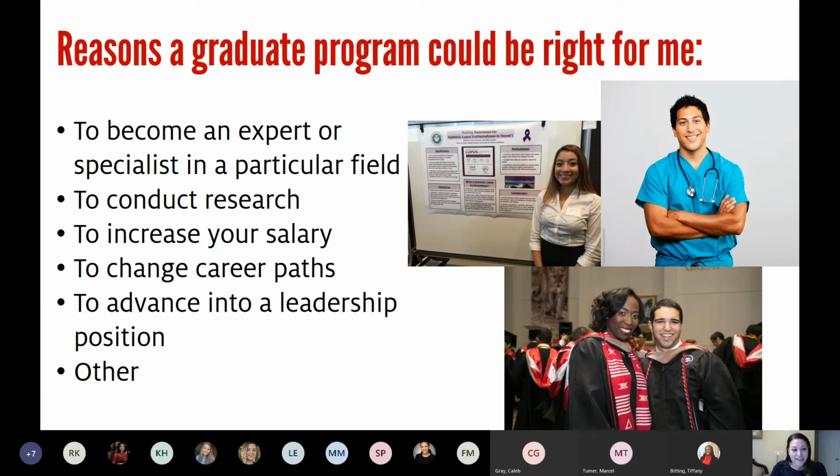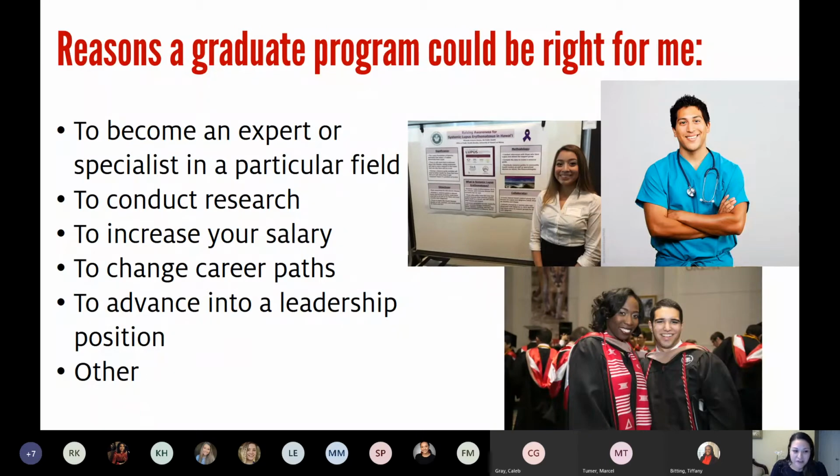I bring these up because many times there is a misconception that a graduate program would be a great way or method for me to earn a degree while I'm figuring it out, right? While I'm figuring out, well, I don't know what I want to do in my career.